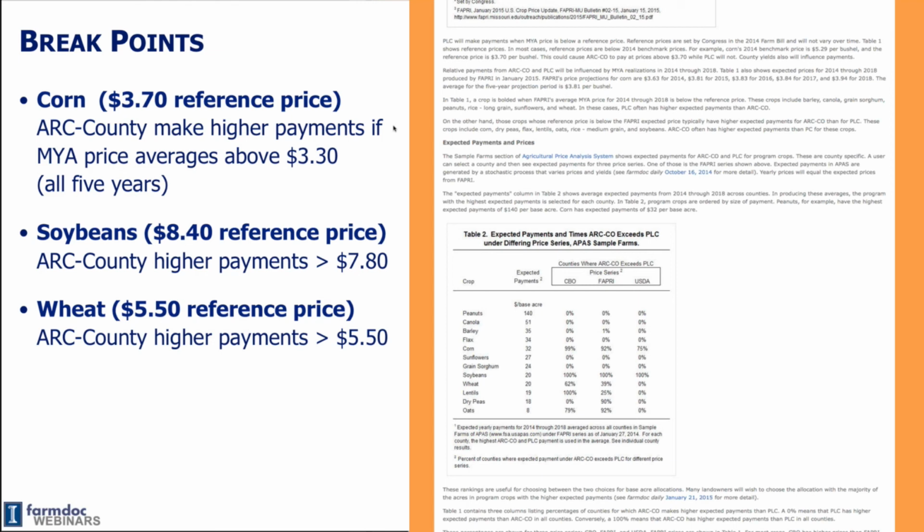If you're below 330, then you begin to see PLC kick out an average payment over the 5 years that's higher than ARC-CO. So those are the break points between the ARC-CO program and PLC for those crops: 330 on corn, 780 on soybeans, and 550 on wheat.